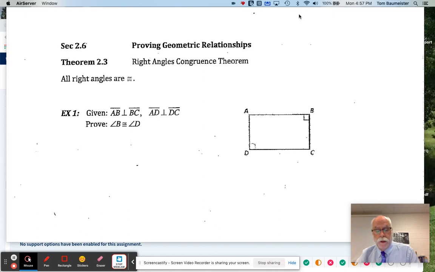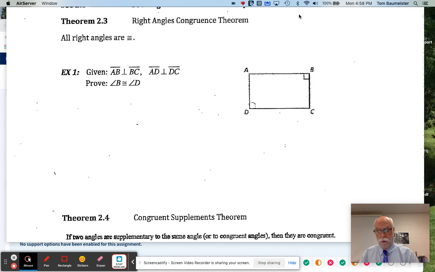All right, section 2.6, ladies and gentlemen, is our last section in this chapter. So again, we're going to have our practice test here in a couple days. So let's talk about the last one here. Theorem 2.3 is the right angles congruence theorem, which states that all right angles are congruent. So now we're going to prove that.